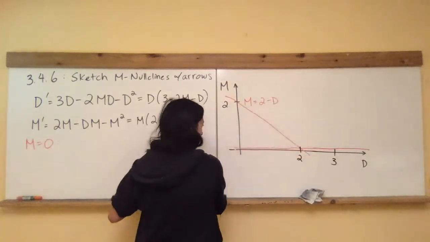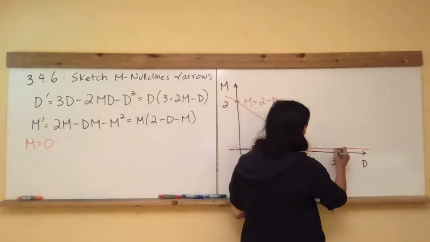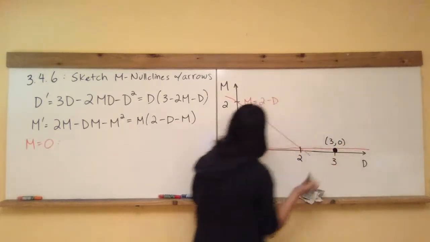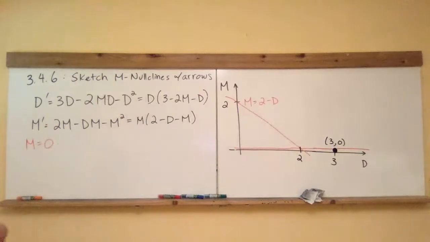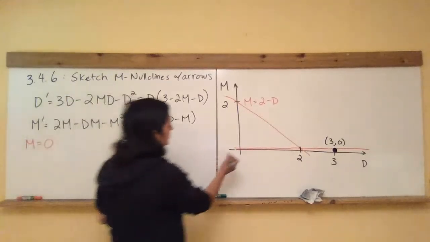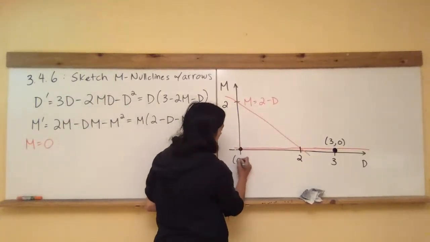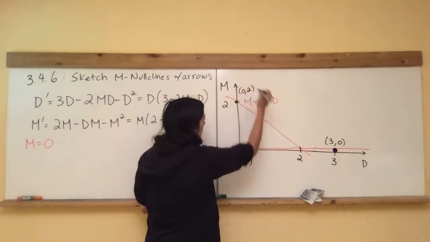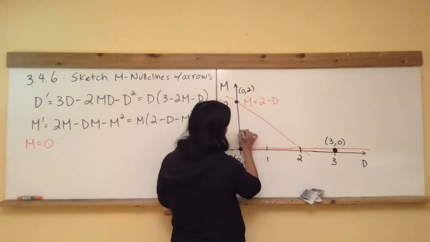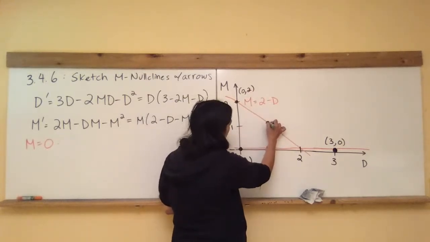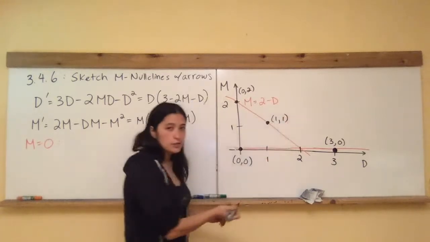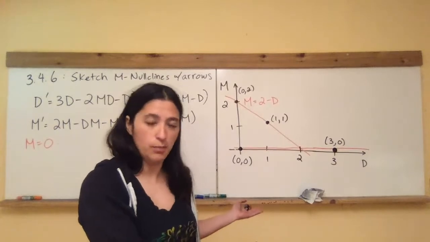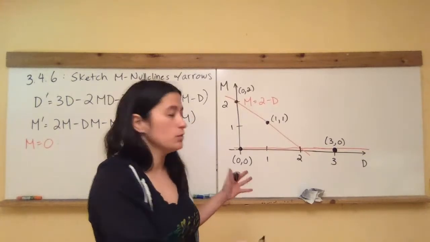Okay. There's one equilibrium point right here, at 3, 0. There's another equilibrium point at 0, 0. There's another one at 0, 2, and then there's another one right here at 1, 1. Now I'm going to write what I just said on the board to make sure that you know why I chose to pause what I was doing to draw the equilibrium points.